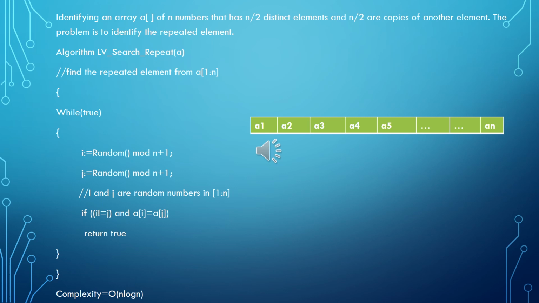Here we have an array named A with n elements, where half of the elements are distinct and the other half are copies of the other elements. The problem is to identify the repeated elements. By using a randomized Las Vegas algorithm, we can generate two random numbers mod n plus 1, that are i and j. If i and j are different numbers and their values are the same, then we can say that the value is repeated. This is how we use the Las Vegas algorithm to find the repeated elements.